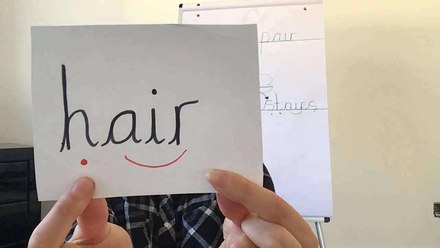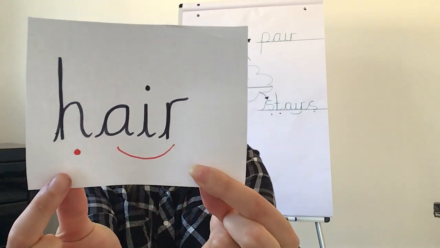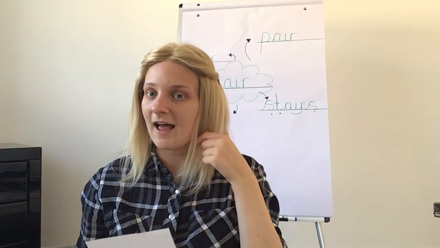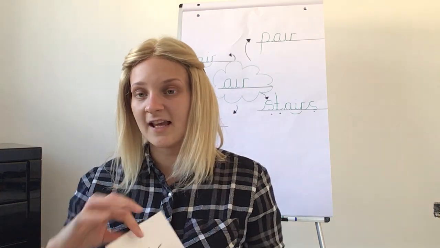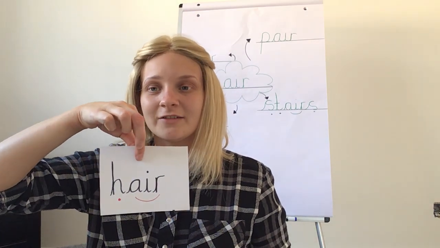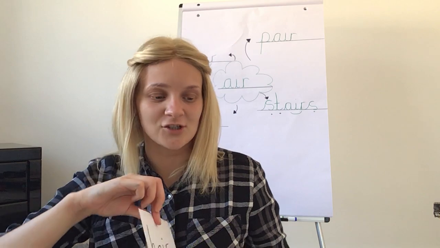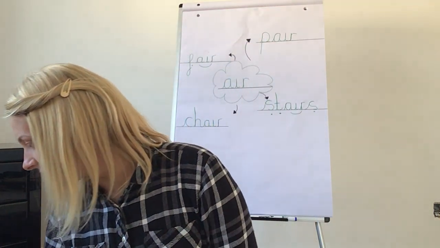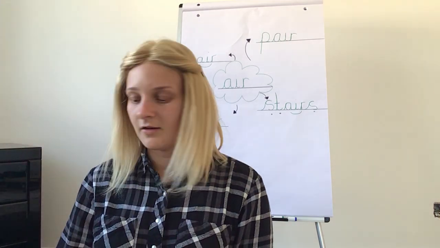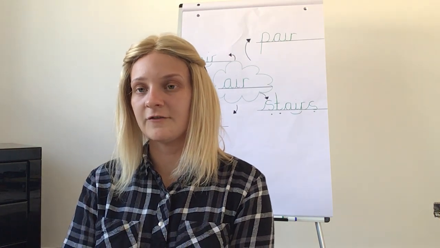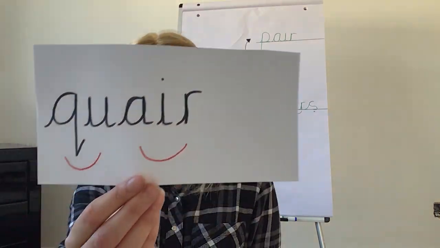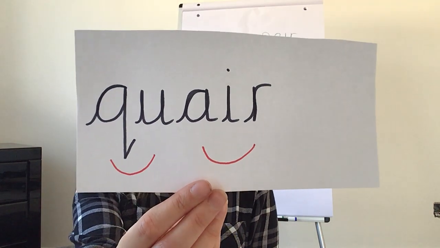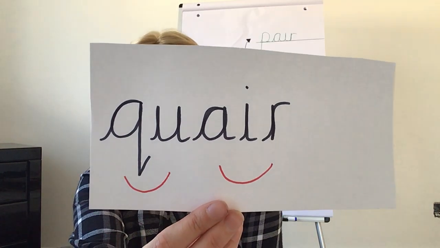Okay, so we've got air, hair. Brilliant, like the hair on our heads. Is it real or not real? Real, so it's going to go in our treasure chest. Lovely. Okay, let's try another one. Okay, ready for your next one? There you go. I want you to read it out to your adult.